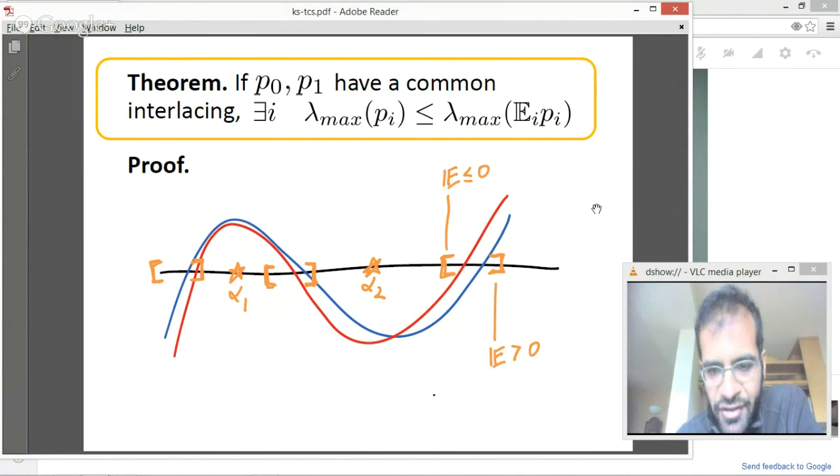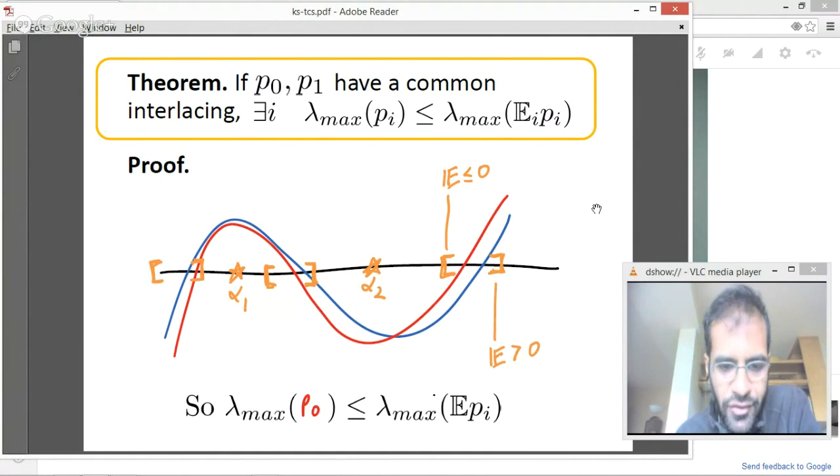So in particular, any average of these polynomials is strictly positive at the end of the interval and non-positive at the beginning. It's a continuous function, so any average of the polynomials must have a root inside the interval. And therefore, the least largest root, which is the root of the red polynomial in this case, is at most the largest root of the expectation. And that's the proof of the theorem. So are there any questions about this?